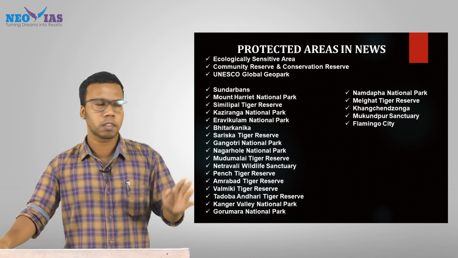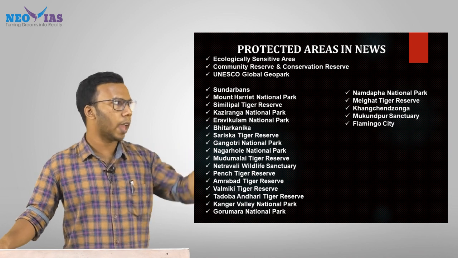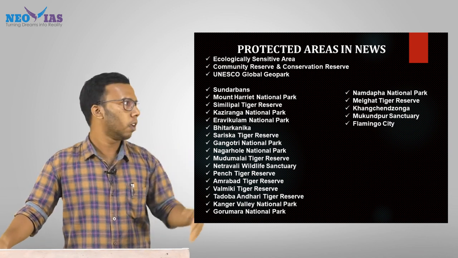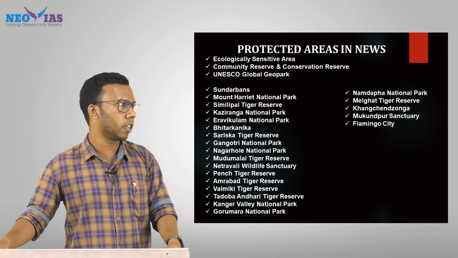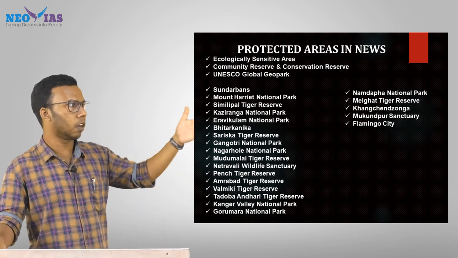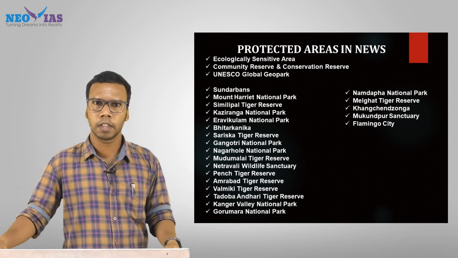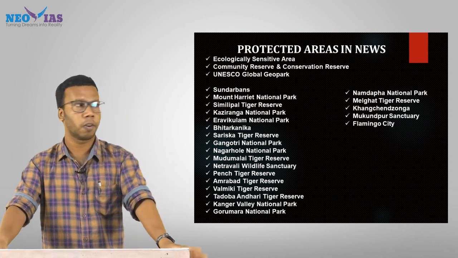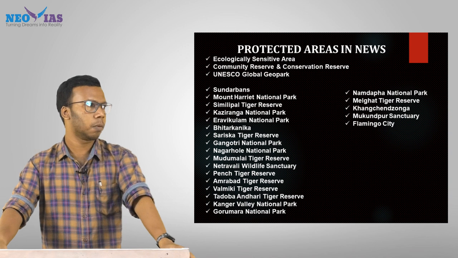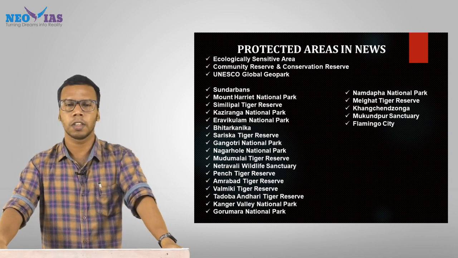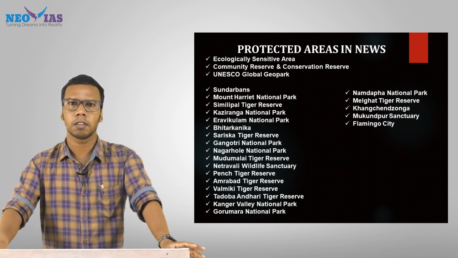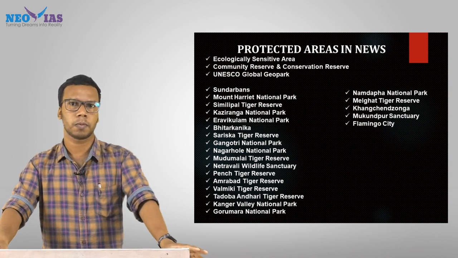Now the protected areas in news were Sundarbans, Mount Harriet National Park in Andaman and Nicobar Islands, then Simlipal Tiger Reserve, Kaziranga National Park, Eravikulam National Park, Bhitarkanika, Sariska, Gangotri, Nagarhole, Mudumalai, Netravali, Pench, Amrabad, Valmiki, Tadoba Andhari, Kanger Ghati, Orang, Namdapha, Melghat Tiger Reserve, Kanchenjunga, Mukundpur Sanctuary, Flamingo City. So these were the major protected areas which were in news.